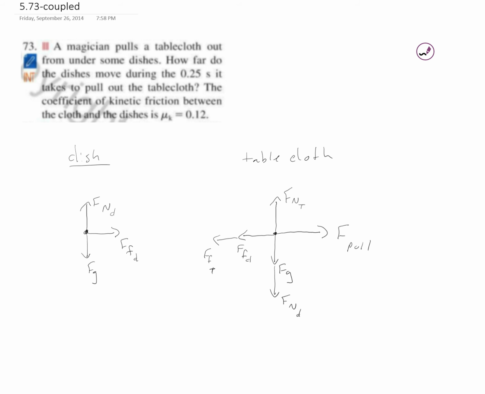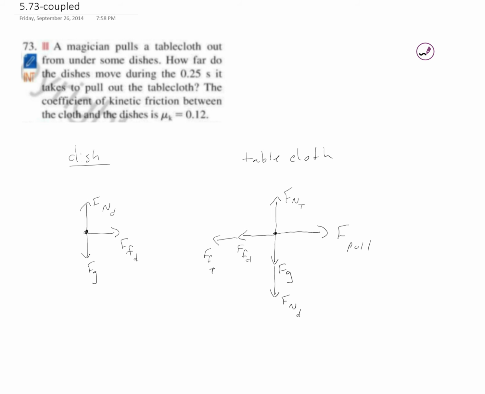Alright, so what you're actually touching with the pulling force is the tablecloth. What accelerates the dishes is the force of friction. The only things interacting with the dishes are gravity, acting on the dish itself, the normal force, which comes from the tablecloth, or I called it D here, the dish-tablecloth interaction, and the friction between those two surfaces.